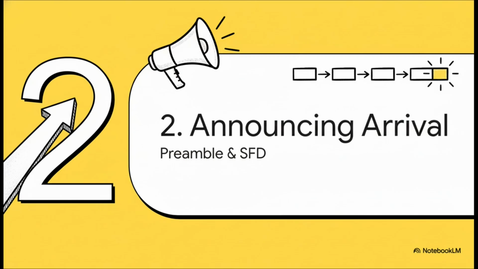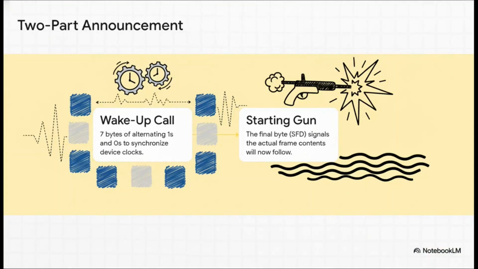it isn't the from address, it's not even the letter itself. It's actually a special announcement that something important is on its way. This is the preamble, and its little partner, the start frame delimiter, or SFD. And this two-part system is just brilliant.